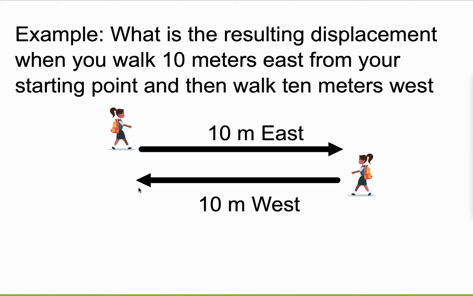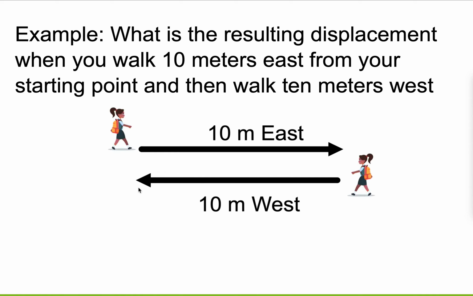So anytime you're adding vectors, I'm going to give you a clue right now. You could write this down. The smallest the vector sum can be is the scalar difference between the numbers. So 10 minus 10 equals 0. That's the smallest the resultant could be.